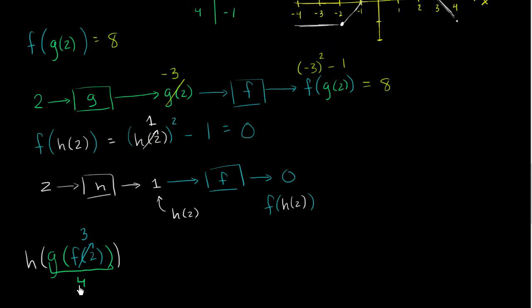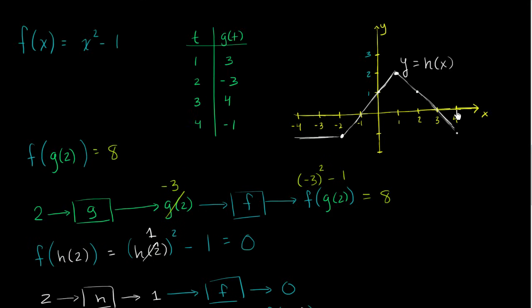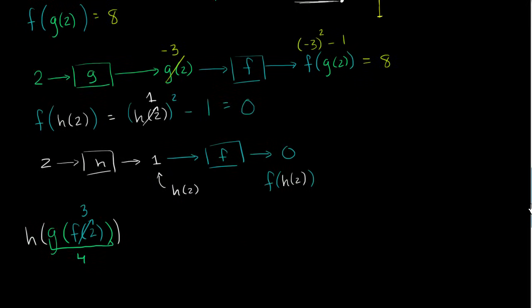What is h of 4? Well, we can just look back to our original graph here. When x is 4, h of 4 is negative 1. So h of g of f of 2 is just equal to negative 1. So hopefully this makes you somewhat familiar with how to evaluate the composition of functions.